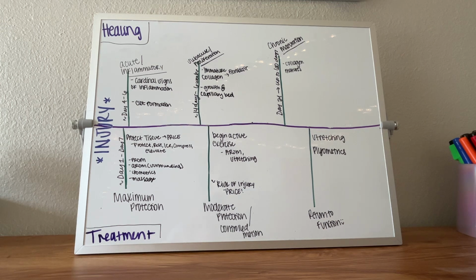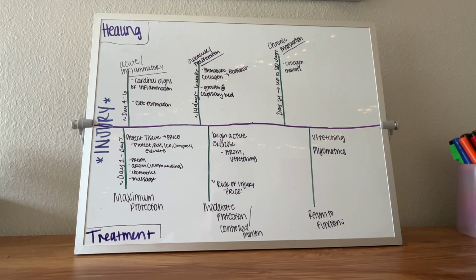Once we get out of the subacute proliferation phase, we're going to be going to the chronic maturation phase. So we're at this last phase here. This phase can start from day 21 and it can start on day 60. Once you start, it can last months. So it just depends, like I said, on the injury and the person.